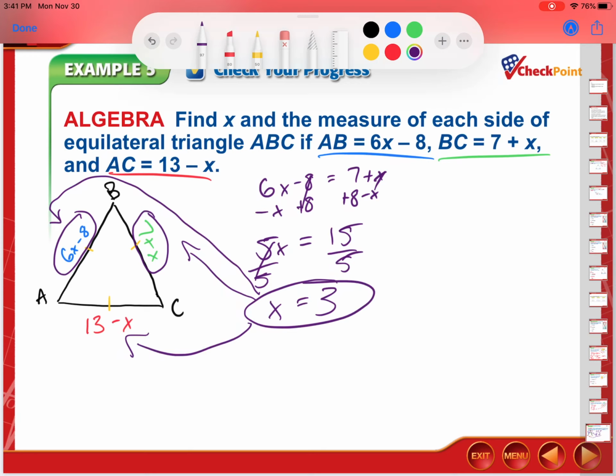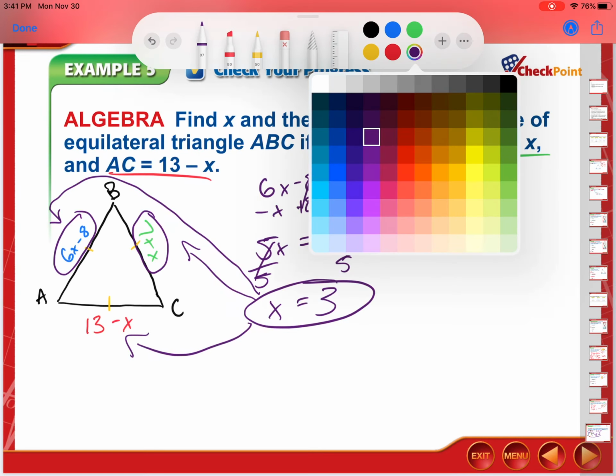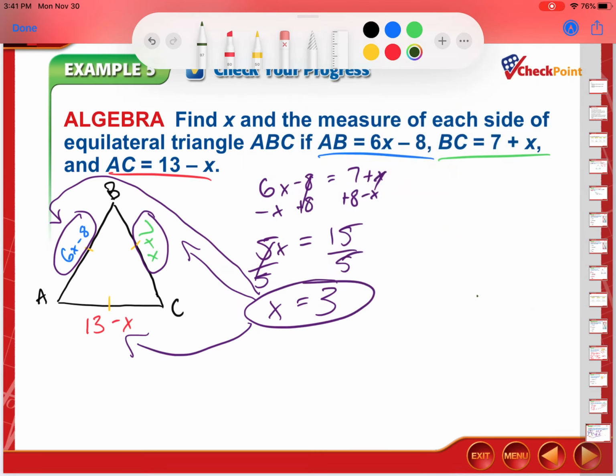Now, some of you might be thinking, why do we have to plug it back into all three sides when we know all three sides are the same? That's a good point. You could really get away with just plugging it into one. Personally, I like to plug it into all three just to make sure I have the answer correct. So I'm just going to plug it in mentally for all three.